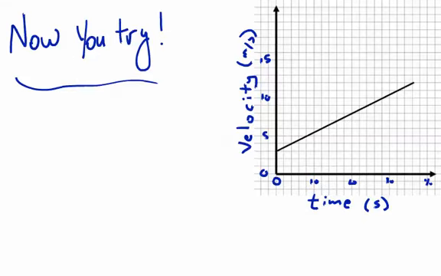Here's a sample graph. I'd like you to follow the steps of finding the equation of a line. Pause the video, find the equation of the line with correct variables, correct numbers and units for the slope and intercept, and write it down. In a minute, you can unpause the video and find the answer.